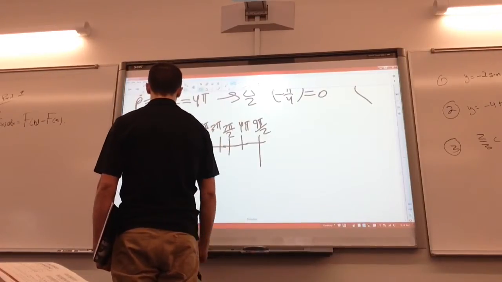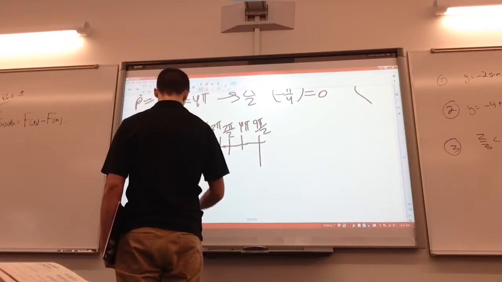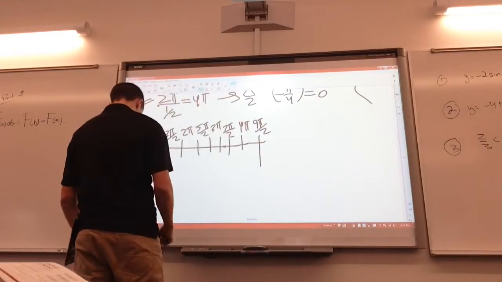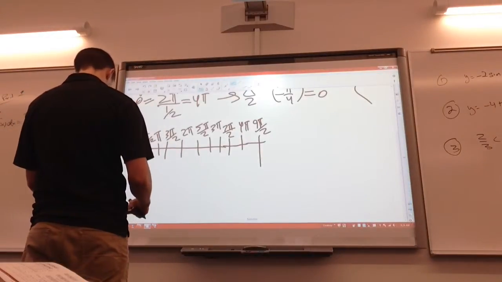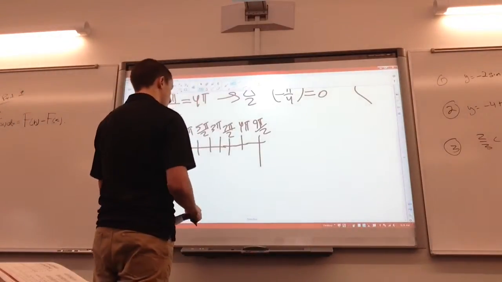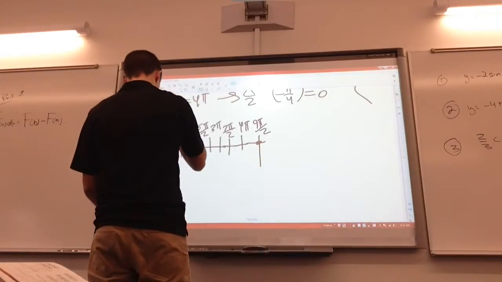No. Pi over 2 plus 4 pi. You have to put it over the same denominator. So it's 8 pi over 2 plus pi over 2, 9 pi over 2. Yeah, that's why I had to end at 9 pi over 2. So it's going to start at pi over 2 and end there.